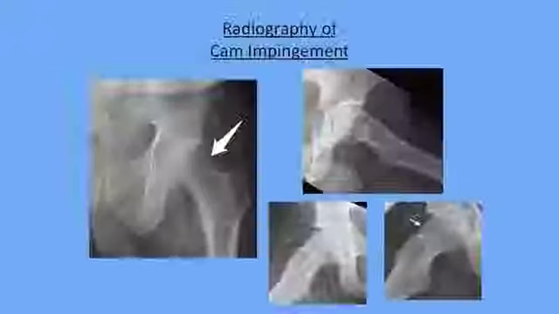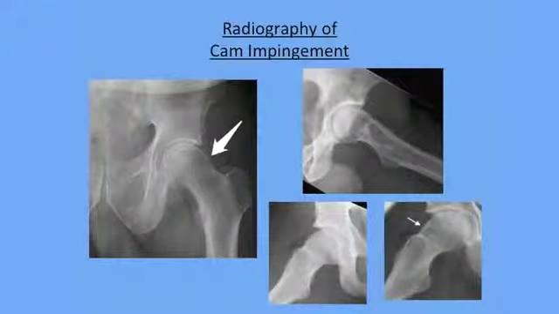In cam impingement, on the AP view, we'll often see a fullness of the head-neck junction to the lateral side of the femoral head. And on the lateral view, here are 3 different laterals of cam impingement. Very subtle fullness of the anterior aspect of the femoral head-neck junction rather than the normal curvature which we see on the posterior side. We call that loss of offset of the femoral head-neck junction.